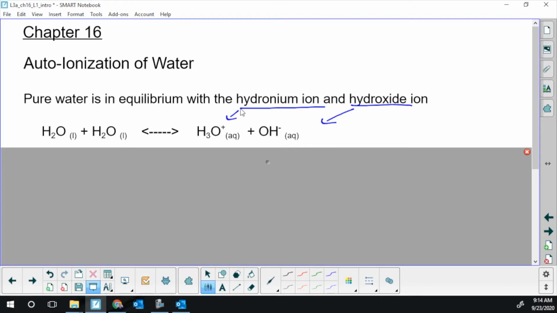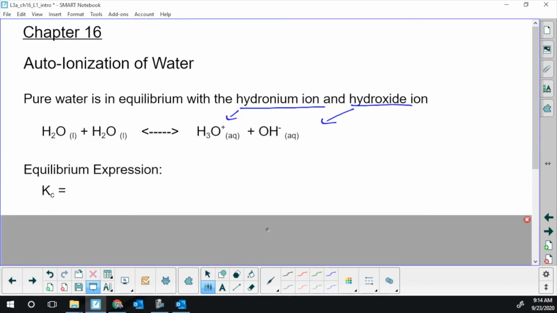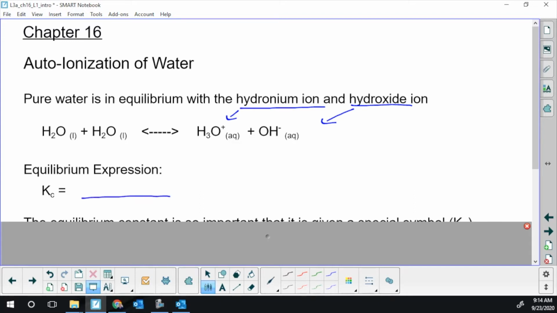Now we can dive into the math and the fact that it's an equilibrium and quantify it way more than last year. We can write an equilibrium law expression now from this reaction that was introduced last year. So the top would have the concentration of hydronium, H3O+, in aqueous solution, and the concentration of hydroxide in aqueous solution, both to the first power.